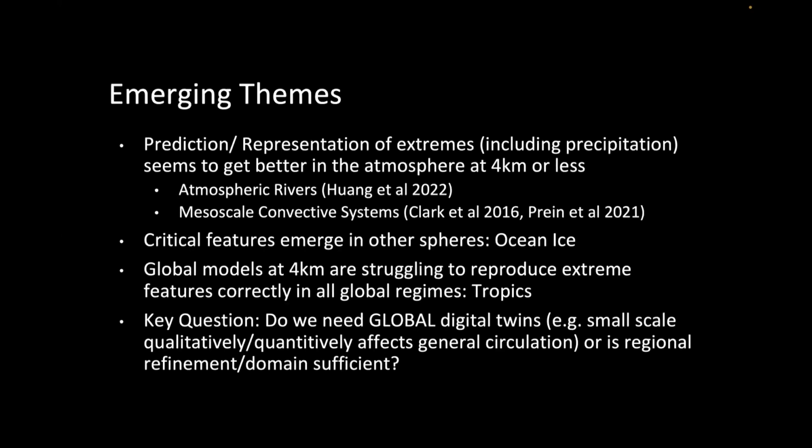Some emerging themes in this context were prediction and representation of extremes, including precipitation. That seems to get better in the atmosphere at 4 kilometers or less. I'll show some examples of things like atmospheric rivers and also mesoscale convective systems. Critical features are emerging in other spheres, such as the ocean and ice. I'll show some quick images of that. What's interesting is we are struggling at 4 kilometers to reproduce extreme features in the tropics, for example. And even some of the results that have been shown in the mid-latitudes are maybe not correct for the right reasons. Again, the key question: do we need these global digital twins so that the small scale qualitatively and quantitatively affects the general circulation, or is regional refinement and a regional domain actually sufficient to do the problems that we need?